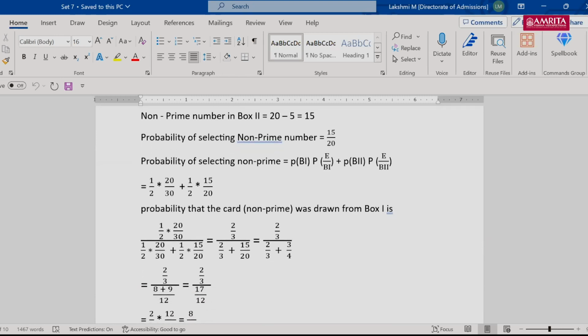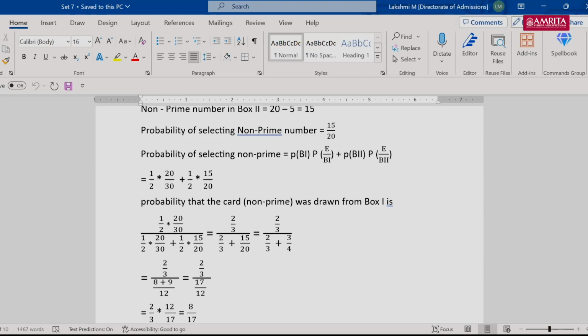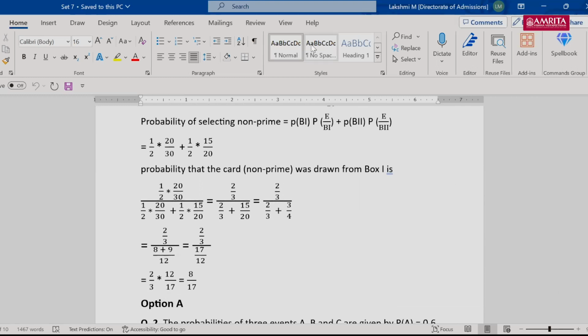Now, the basic equation that you have studied: box 1 into that probability plus box 2 into that probability, right? So it will be 1 by 2 into 20 by 30 plus 1 by 2 into 15 by 20. That's the total. Now, when it comes to taking it from box 1, it will be 1 by 2 into 20 by 30 divided by the whole. So once you solve this, the answer is 8 by 70. I know a lot of students have just, yes, now everybody has started saying B. Sorry, A.